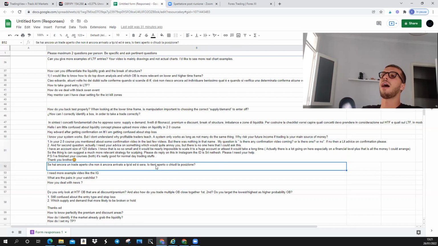If you still have a trade open and it didn't reach take profit or stop loss by night, do you keep it open? It depends with which style I'm entering. If I'm entering an intraday position, I will probably close it. If I'm entering a position that I know already that could take some days to develop, then I keep it open.